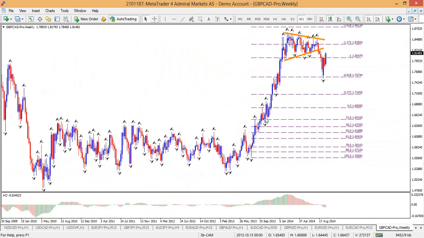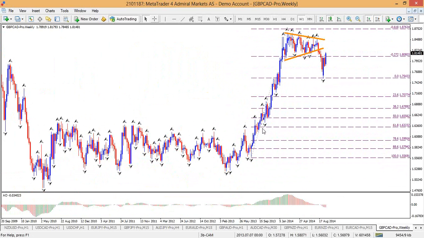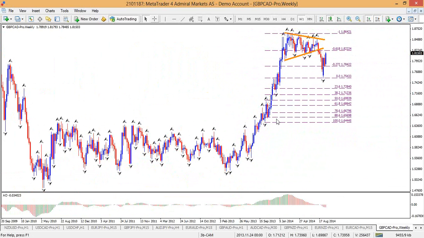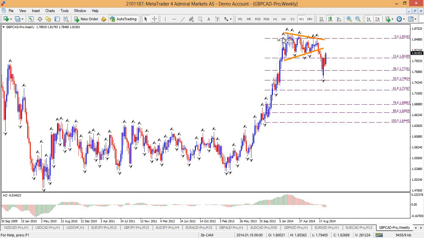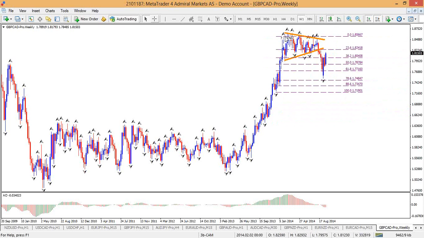Shallow bounce off to 23.6. Hit the minus 618 here. We move it again. Shallow bounce again. We hit the fib here again. We move it. And what do we see here? We see price basically bouncing off the 78.6 fib.